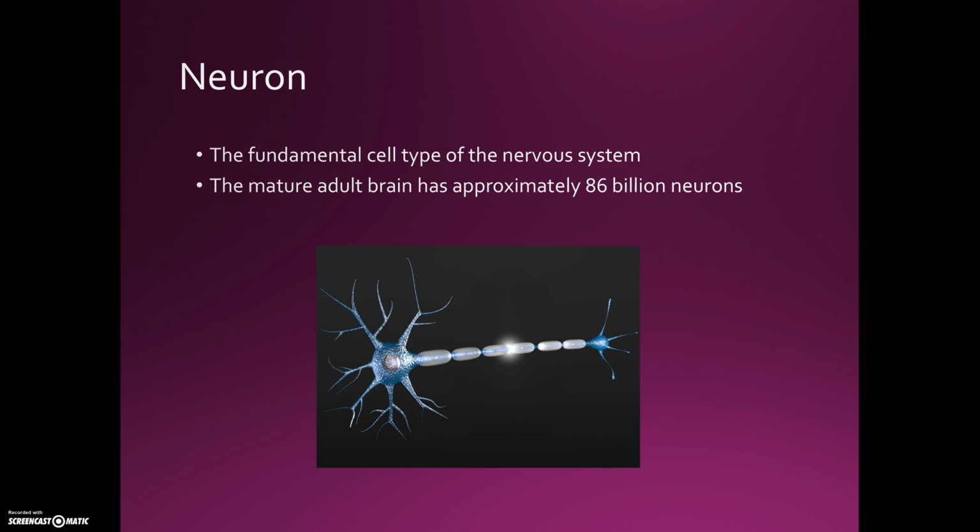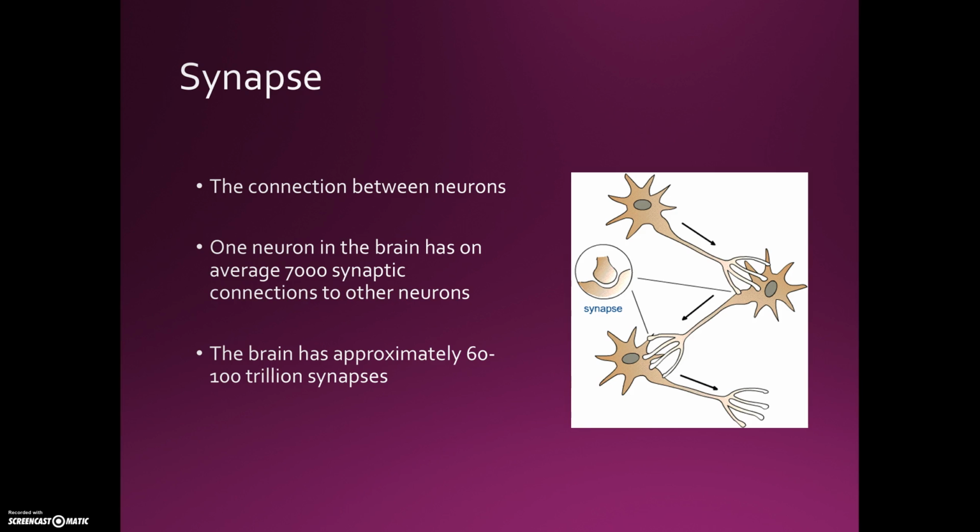Some other key terms and definitions in neurology. One is neuron, which is the fundamental cell type of the nervous system, and the mature adult brain has approximately 86 billion neurons. Synapse refers to the connection between neurons, and one neuron in the brain has on average 7,000 synaptic connections to other neurons. The brain has approximately 60 to 100 trillion synapses, which makes for an enormously complex network.